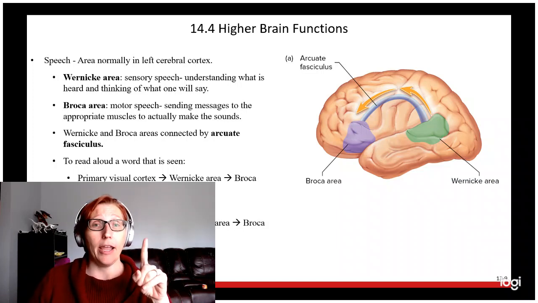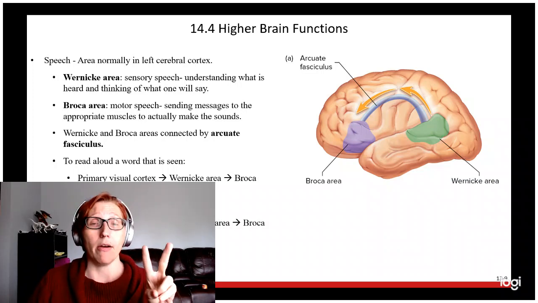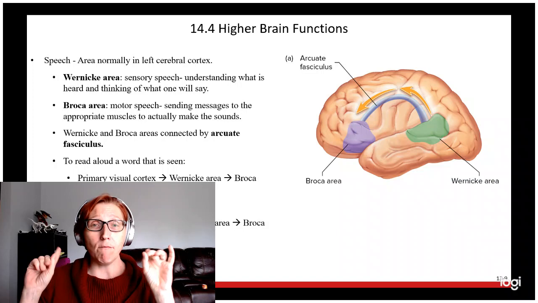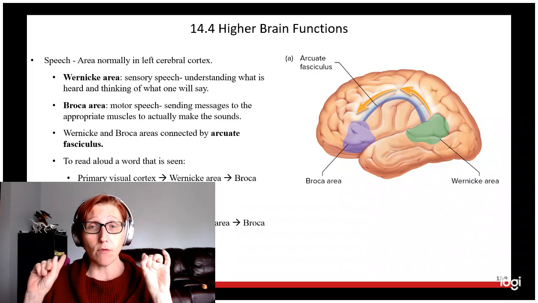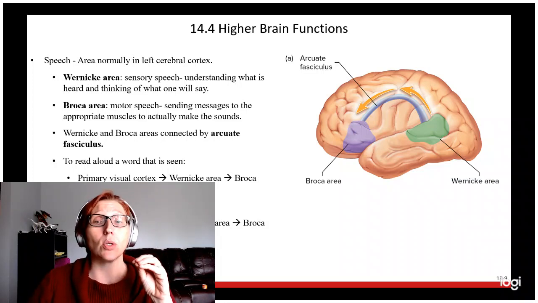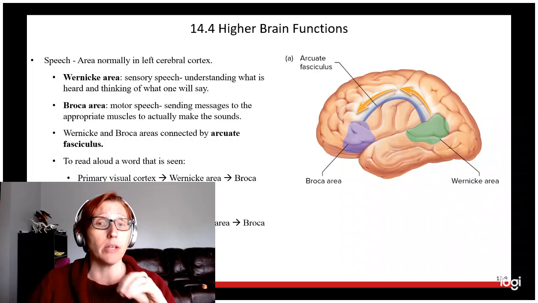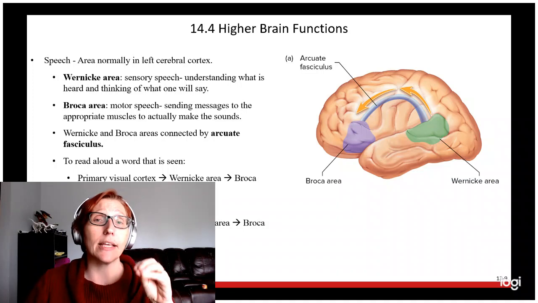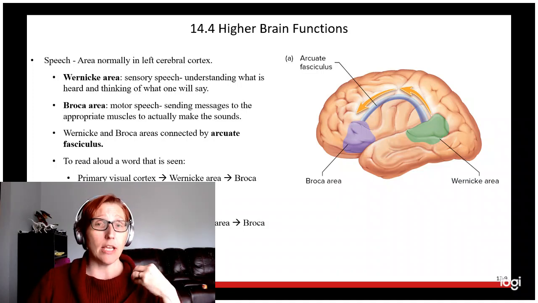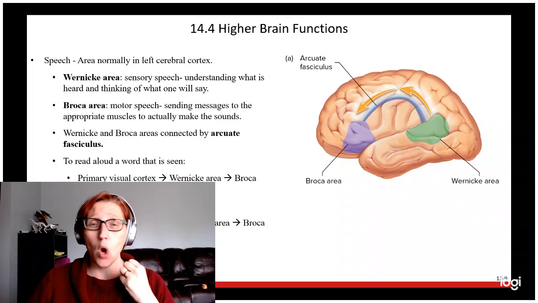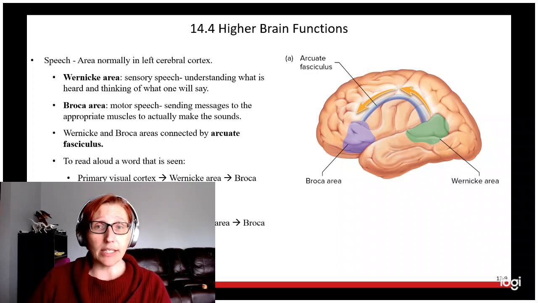But in order to communicate that response, you have to have use of the Broca area. This is the actual motor speech area. So the information, what you want to say, travels from the Wernicke area to the Broca area, and the Broca area actually sends the messages to the muscles to make the sounds. So if your Broca area is damaged, you might hear the information, you might know what you want to say, but you either make no sound or what comes out is a bunch of nonsensical information.